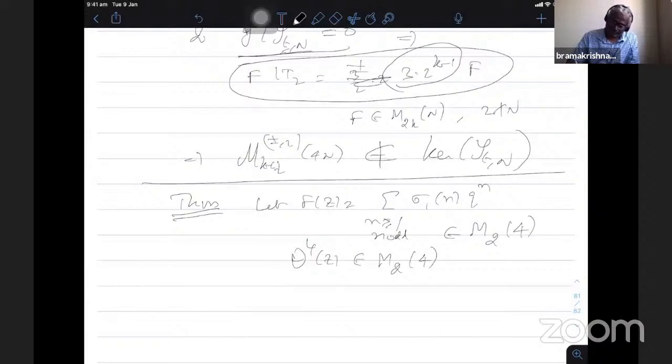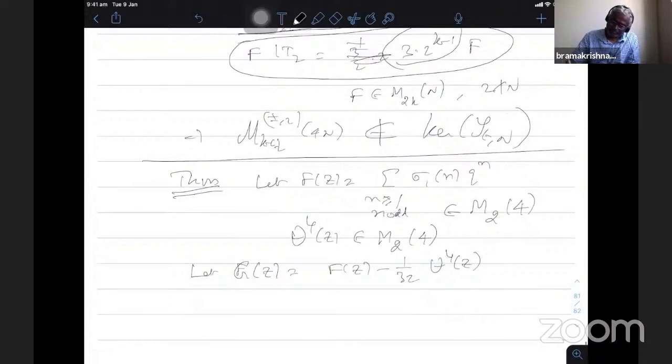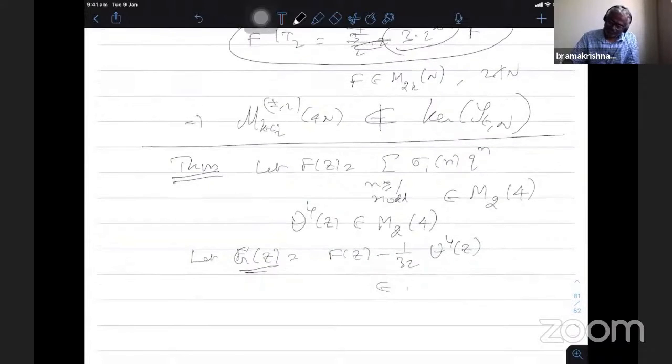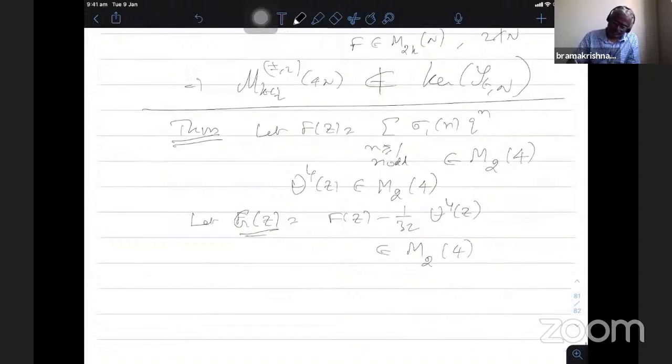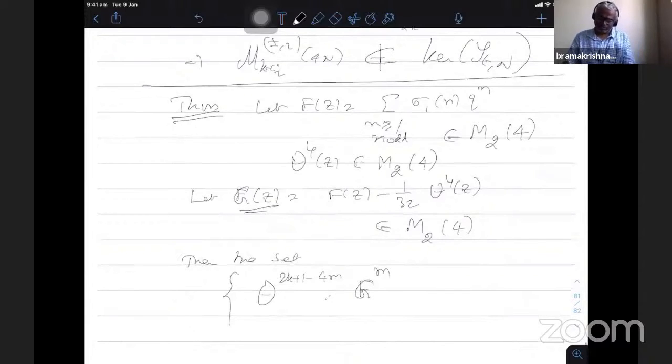Now take capital G to be F of Z minus 1 by 32 theta power 4, a linear combination of F and theta power 4. Then this is my G, this belongs to M2 of 4. Now consider then the set. I have the theta, I raise it to the power 2k plus 1 minus 4m, and then match it with G power m. When I consider G has weight 2, theta power 4 weight 2, therefore this m part cancels out. This is a weight k plus half form.